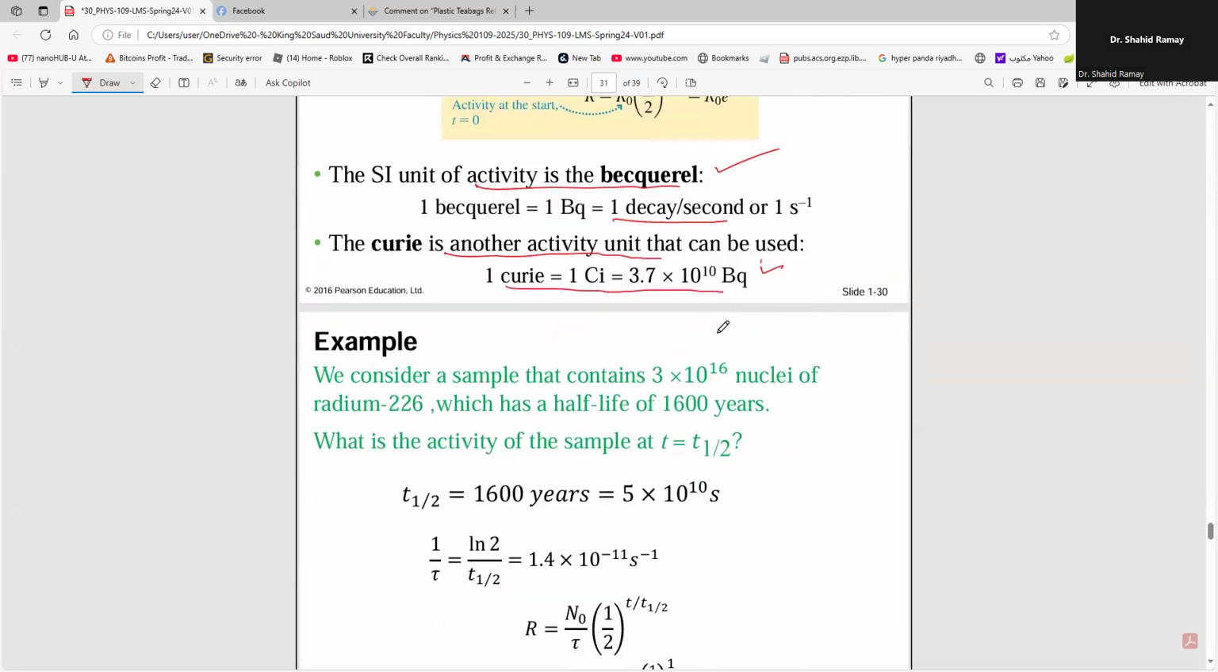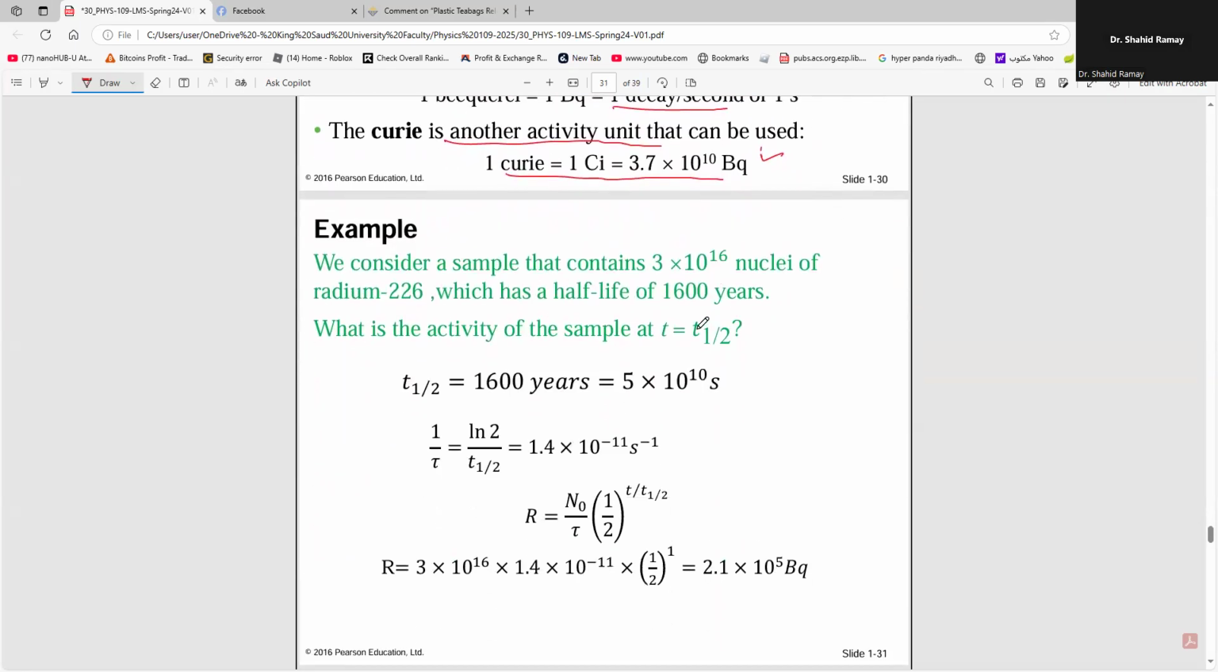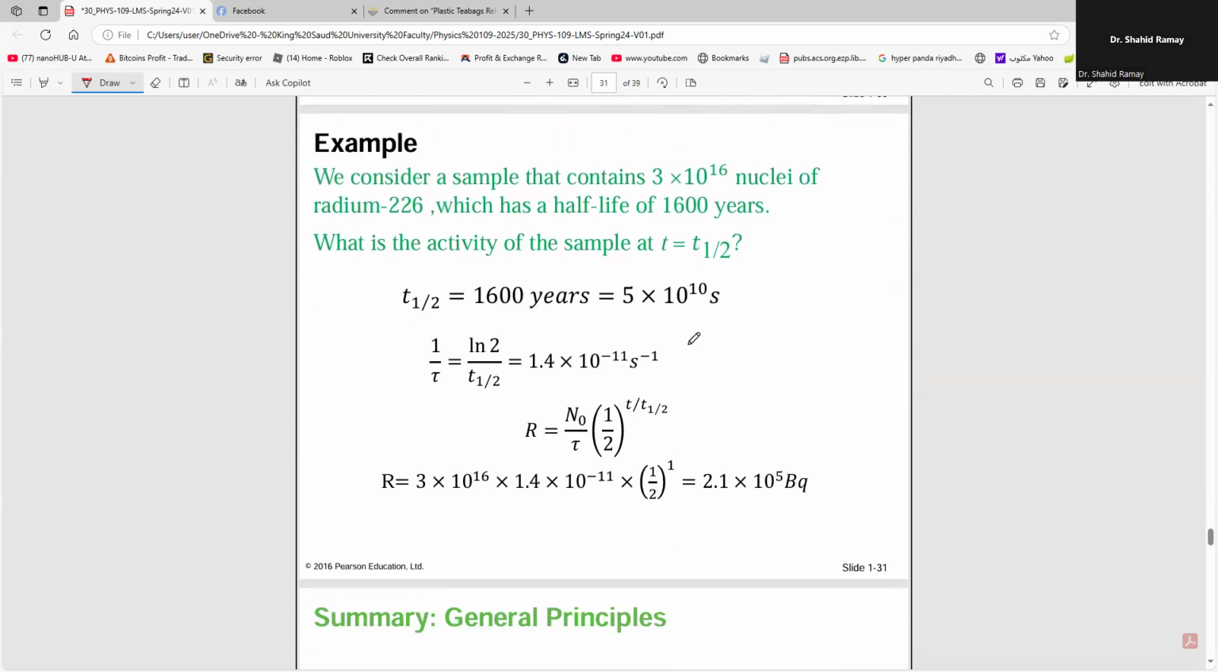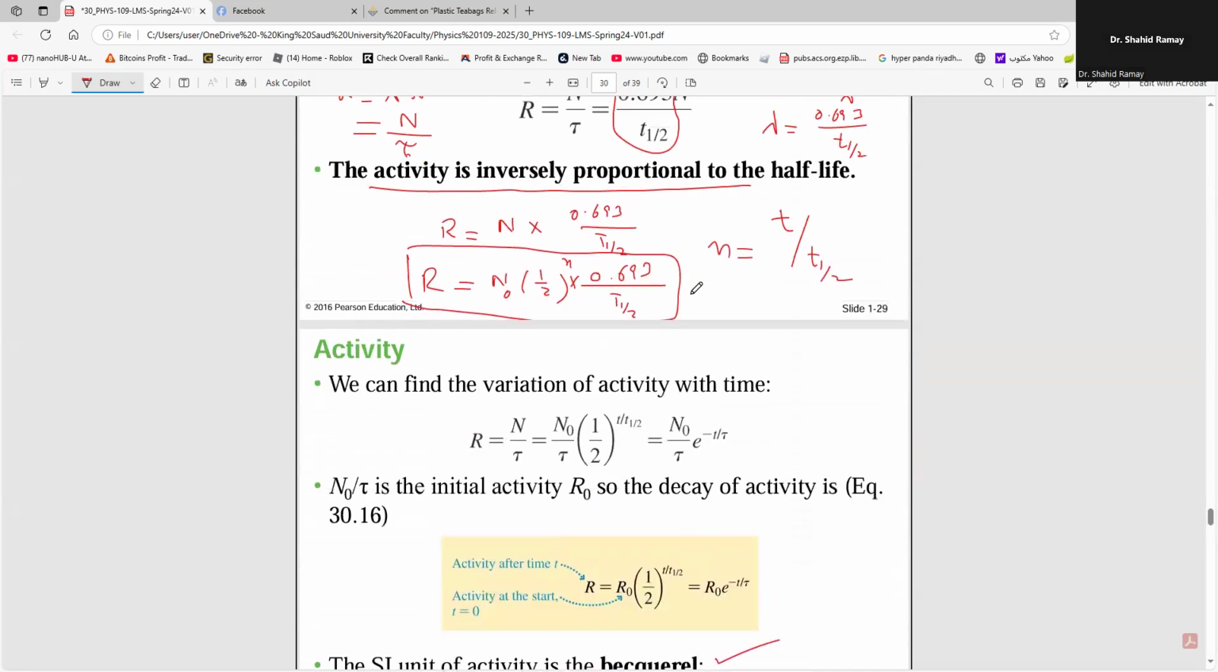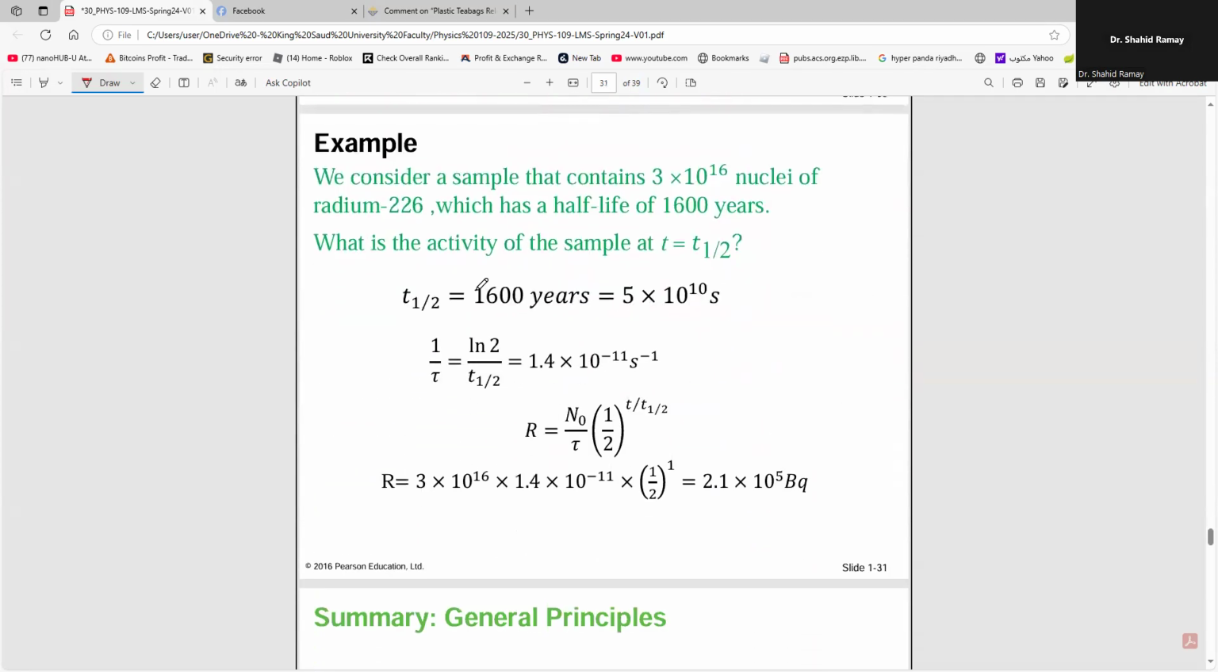Okay, now see this example. In this example, we will use the same formula which I have written before. So here you can see we consider a sample that contains 3 into 10 raised to power 16 nuclei. So this is actually N naught. I write it, N naught is equal to 3 into 10 raised to power 16 nuclei. Okay. And T half value is given. This is your T half, and T half is equal to 16 years.